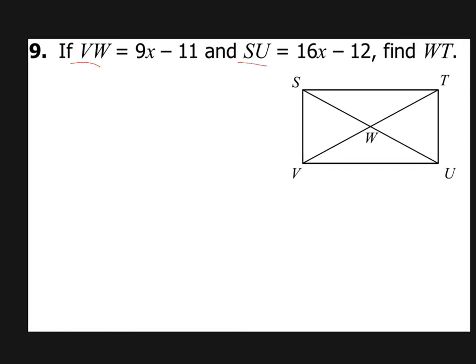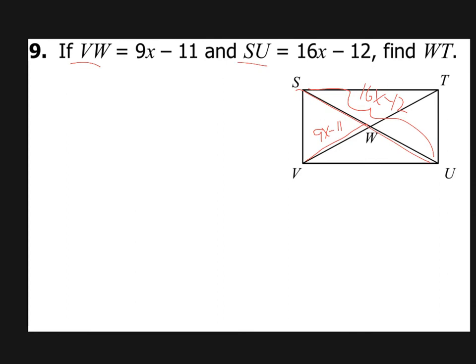I don't see any angle information here. VW is 9x minus 11. Okay, so that's 9x minus 11. And SU is 16x minus 12. SU is, right, this whole thing is 16x minus 12.